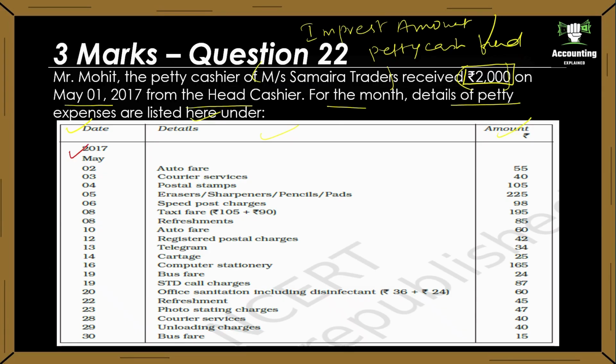May 2017 is the period, and on May 2nd, auto fare of rupees 55, May 3rd, courier services 40, then postal stamps 105, erasers, sharpeners or pencils or pads bought for 225, speed post charges 98, taxi fare it is 195, refreshments it is 85, auto fare 60, registered postal charges 42, telegram charges 34, cartage 25, computer stationery 165, bus fare 24, STD call charges 87, office sanitation including disinfectant 60, refreshment 45, photostating charges, that is photocopy charges or the Xerox charges, all the same, okay, 47 rupees, courier services 40, unloading charges 40, and the last for the month is bus fare rupees 15.